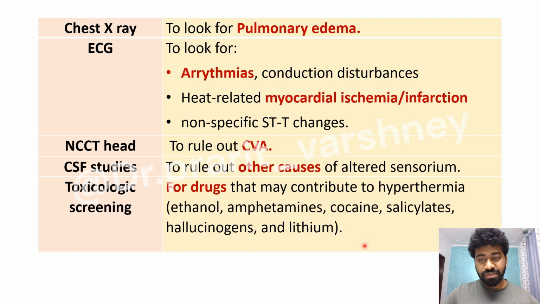CSF studies to rule out other causes of altered sensorium, as fever might be there in bacterial meningitis also. Bacterial meningitis also takes only around 1 or 2 days to manifest as seizure, coma, altered mental sensorium, and there might be a fever of 105 or 106 degree Fahrenheit. So other causes of altered mental sensorium with fever need to be ruled out. So we do CSF studies. We will send for gram stain, culture, cytology, and biochemical studies to rule out infections, meningitis, meningoencephalitis. Toxicological screening for drugs that may contribute to hyperthermia, such as ethanol, amphetamines, cocaine, salicylates, hallucinogens, and lithium, should be done.